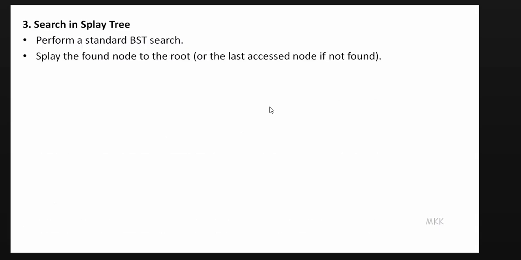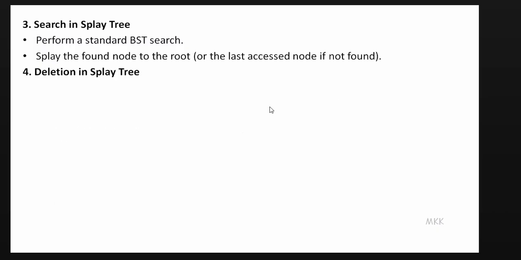That is nothing but, whenever you want to search any element, first of all you will go to the root node. If the element is lesser than the root node value, then you will search on the left side. If the element is greater than the root node value, you will search on the right side. So splay the found node to the root. So our last accessed node, if not found.